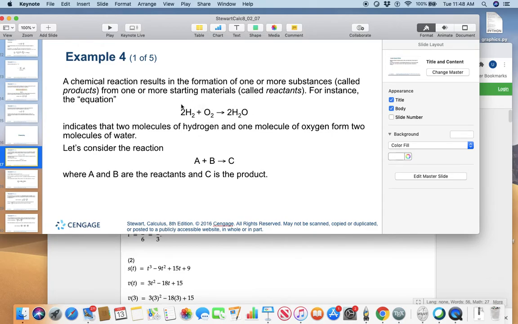These are the reactants. So consider the reaction A plus B produces product C. So here are the reactants. C is the product. This process is called a reaction.